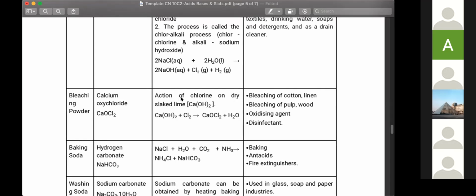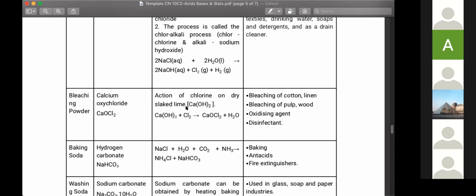You pass chlorine gas through it, right? So it's calcium hydroxide plus chlorine. In the absence of water, you take dry slaked lime so that there is no ionization taking place. When you can prevent ionization, the chlorine is not going to take the place of the hydroxide ion. It's going to replace just the hydrogen atoms. So basically, action of chlorine on dry slaked lime produces bleaching powder, and whatever remaining hydrogen and oxygen is the byproduct is water.